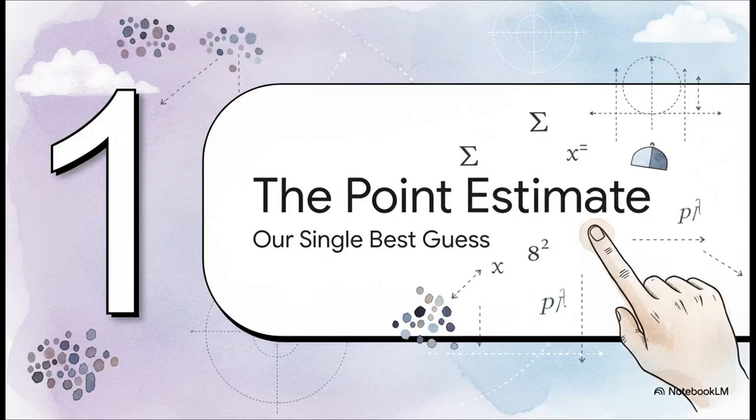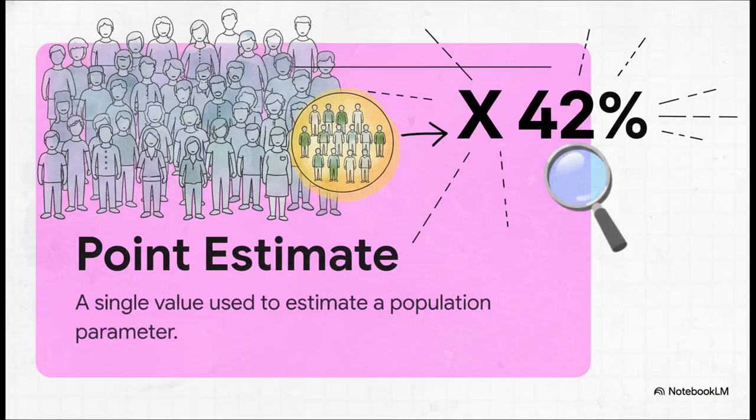Okay, so where do we even begin? Well, the most logical place to start is with our single best guess, the simplest, most direct answer we can pull from the data we have. And in statistics, we have a name for that, the point estimate. So, think of it this way. The point estimate is just our best shot. It's our starting point. If we surveyed 100 people and 42 of them said yes to something, our most logical guess for the whole population isn't going to be 50% or 30%. No, it's the 42% we actually saw with our own eyes.